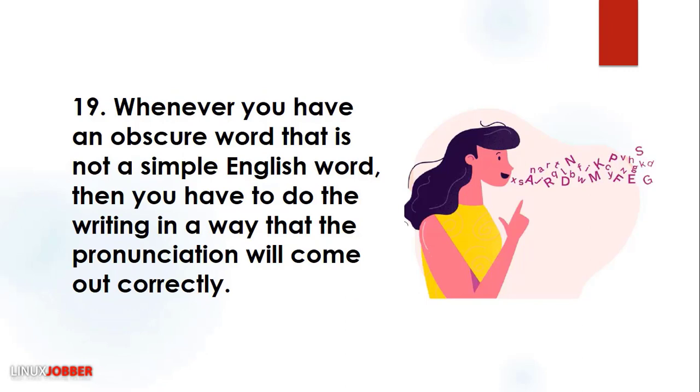19. When you have a word like JSON, the speaker cannot pronounce it, and that throws off the listener. Whenever you have an obscure word that is not a simple English word, then you have to do the writing in a way that the pronunciation will come out correctly.